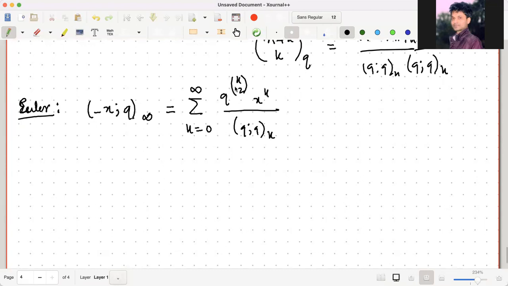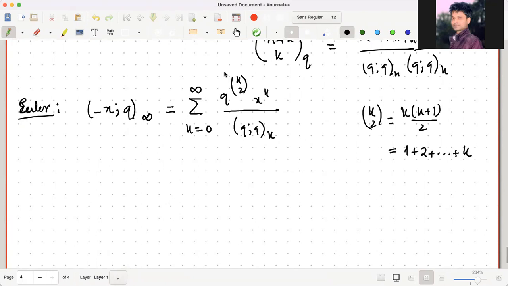So why do we have q raised to the power k choose 2? So k choose 2 is nothing but k times k plus 1 by 2, okay, and this is just 1 plus 2 plus so on up to k, right? So if you have exactly k distinct parts, then each of the parts, since they're distinct, will contribute at least 1, 2, 3, and so on up to k.